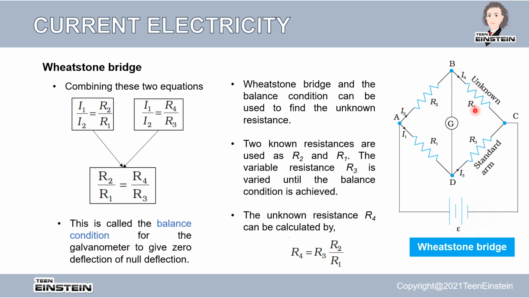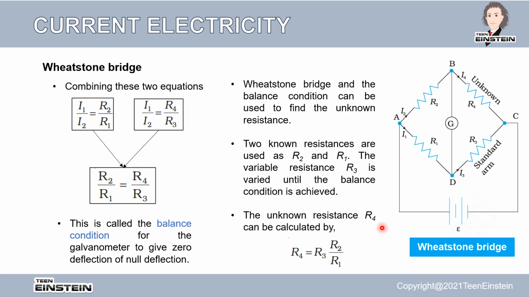Now let's say that I don't know the resistance value of R4, and we need two resistances which are already known. R1 and R2 values are already known, and we have R3, which is a variable resistance. So we can establish this circuit and keep changing R3 until Ig becomes 0. When Ig becomes 0, we know that this condition has to be satisfied, R2 by R1 equals R4 by R3. So two known resistances, R2 and R1, are used. The variable resistance R3 is varied until the balance condition is achieved, that is, until Ig becomes 0.